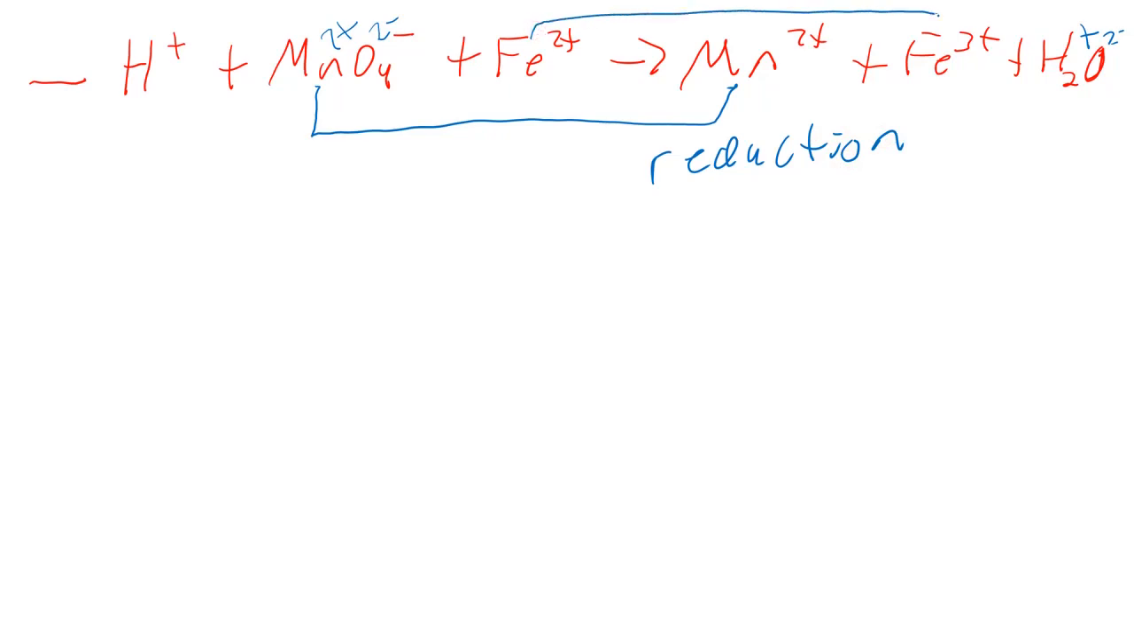Fe2 positive to 3 positive, we lost an electron. We became more positive. In this case we became less positive with the manganese. For iron we became more positive. So oxidation.